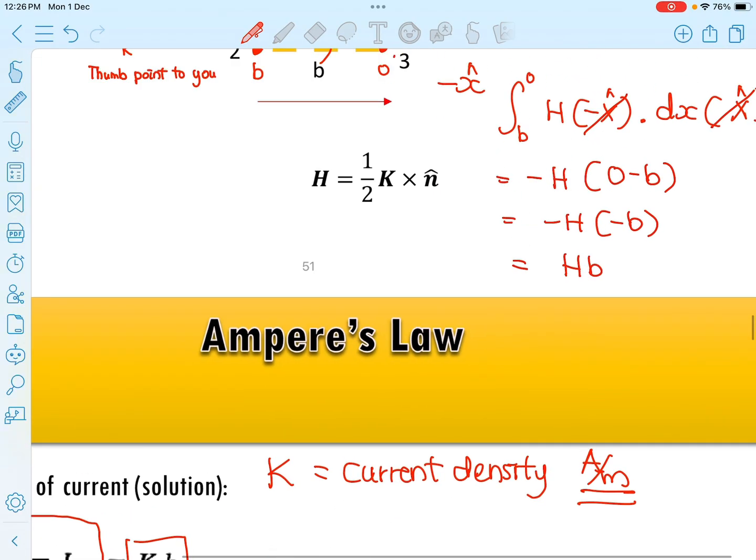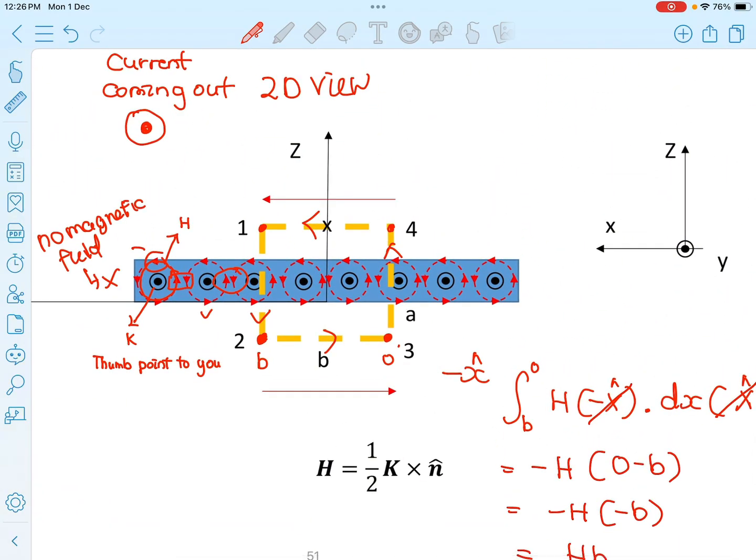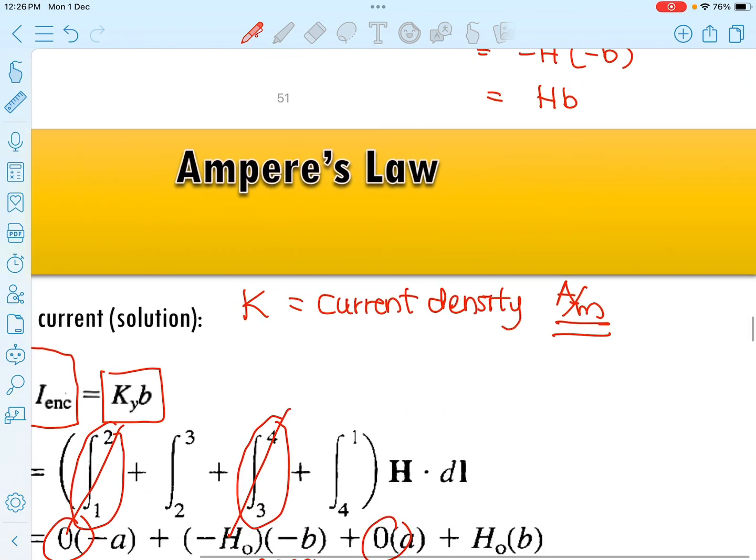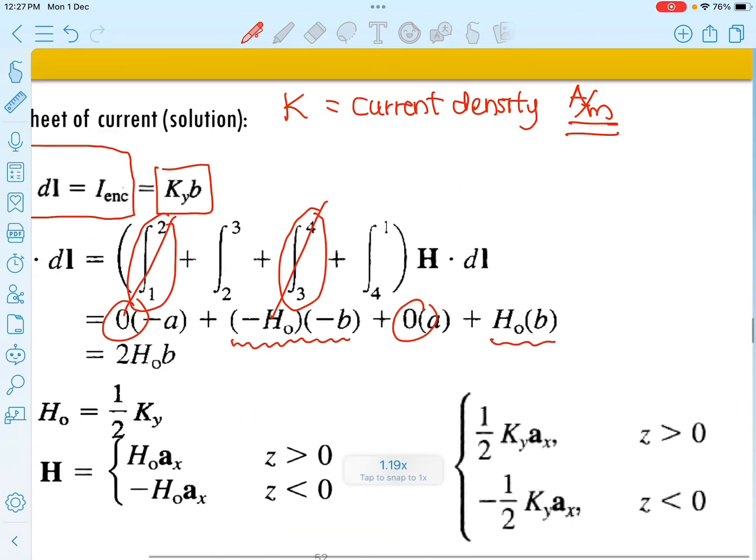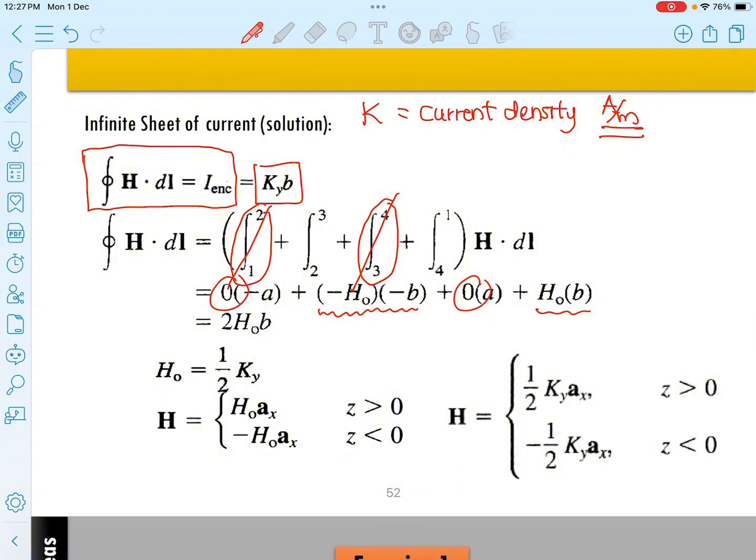And for path 4 to 1, over here, you integrate the magnetic field. The magnetic field is in the x direction, and the length is also dx. So you are integrating from 0 to B. Okay, so this is the direction. So you will have HB, that's why over here you have HB. When you add them up, you will have 2HB.